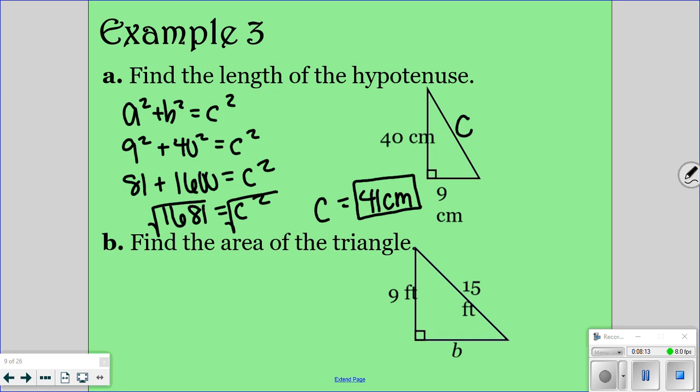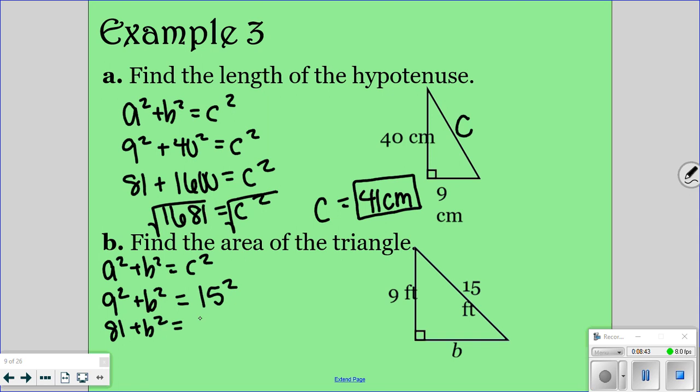For this bottom one, it wants us to find the area of the triangle. So to do that, we have to figure out what our base length is first. So we're going to have to use the Pythagorean theorem. So A squared plus B squared equals C squared. So A, we can say is 9. So 9 squared. And then we don't know B. And then our C is our hypotenuse, which is 15. So 9 squared is 81 plus B squared equals 15 squared is 225.